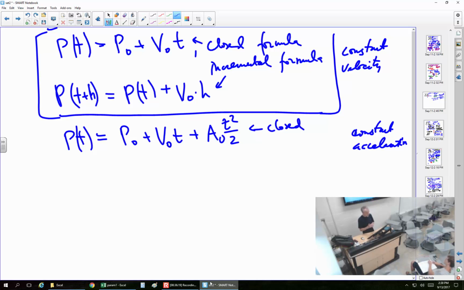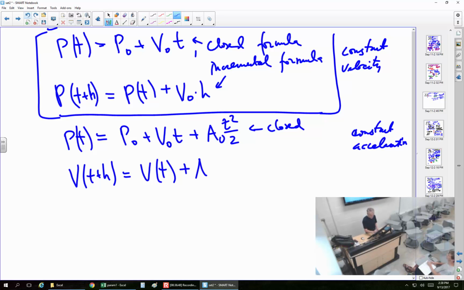It is uncomplicated. You just have to keep track of the velocity. So since acceleration changes the velocity, I have to keep track of the velocity. And let's write the velocity. So v of t plus h is equal to v of t plus what? A times the quantity t plus h squared? No, just h. Oh, right?